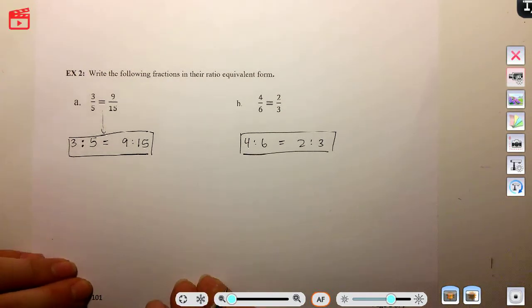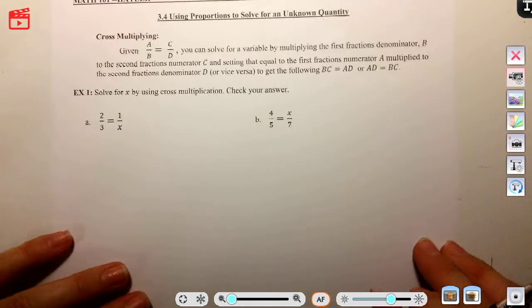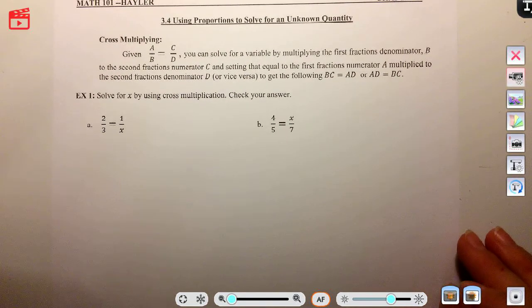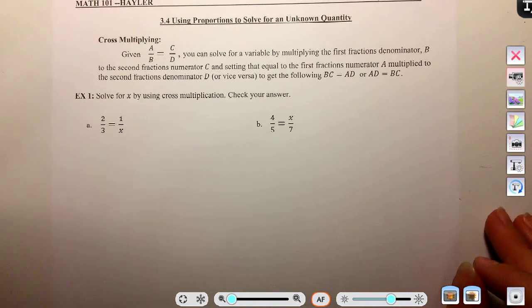All right. Last page. 3.4, using proportions to solve for an unknown quantity. Now we're getting into the fun stuff. It's always fun solving things. Okay, so here's a new concept. Some of you may have already seen this concept. I wouldn't be surprised if you had. But if not, here it is. And if you have heard of it, hopefully it's a good refresher.